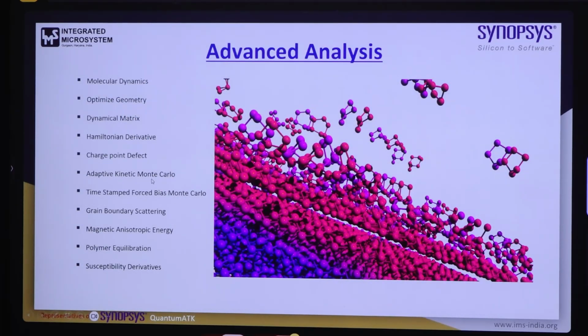Here you can see some of the advanced analyses that are also possible in QuantumATK software. We also support molecular dynamics simulation by different methods like NVT, NPT, stress-strain, and even the optimization of materials and devices is also possible. You can also go with the dynamical methods for simulating the dynamic tensor and the optical properties. You can also calculate the Hamiltonian derivatives, transfer effect, adaptive kinetic Monte Carlo simulation, and even polymer simulation is also possible.